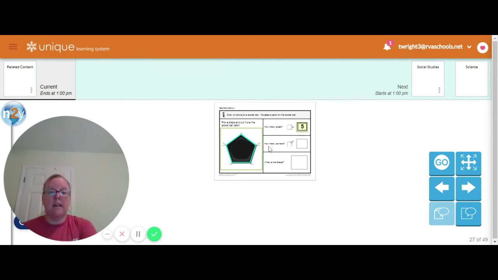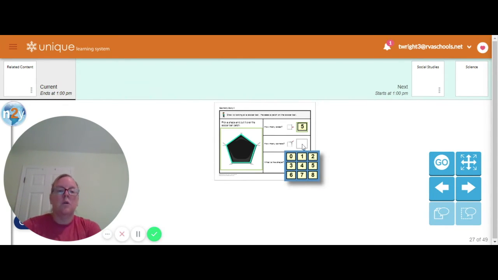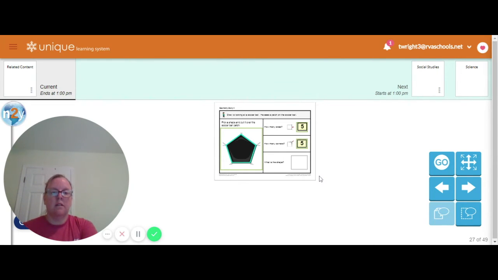All right, now this is asking how many corners. So this is the points. Let's count how many. 1, 2, 3, 4, 5. 5 again. 5 corners. Who can find the number 5? Point to it. You pointed here. You are correct.